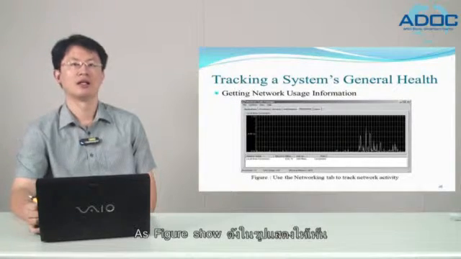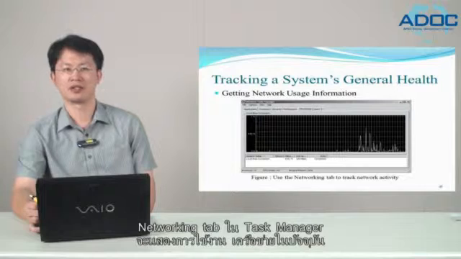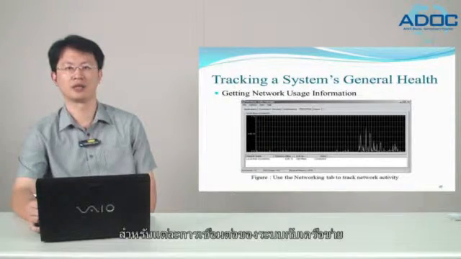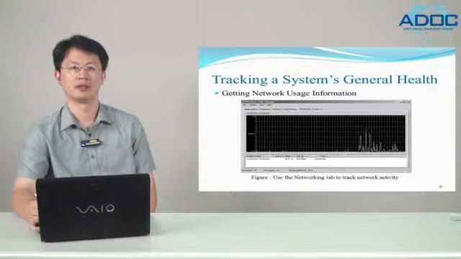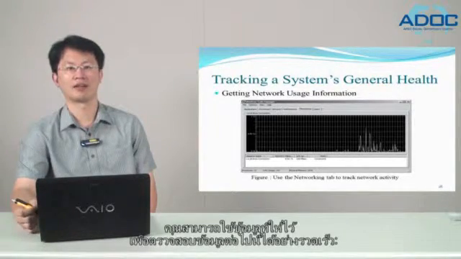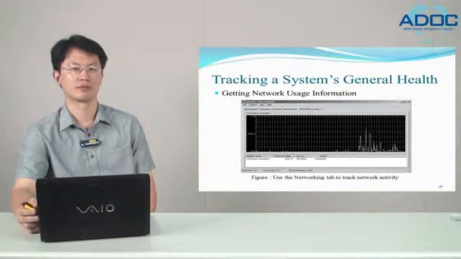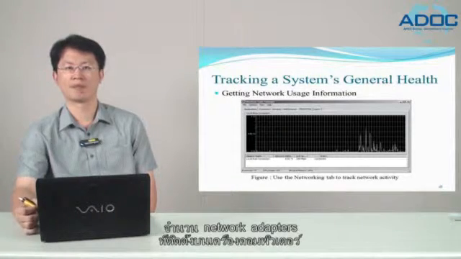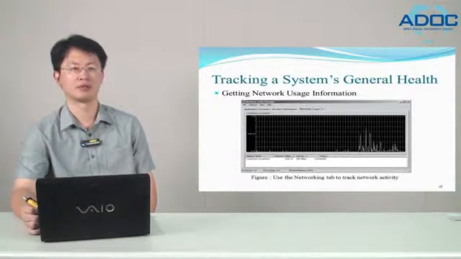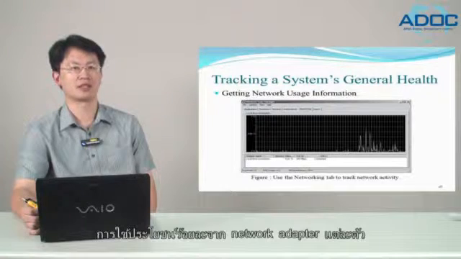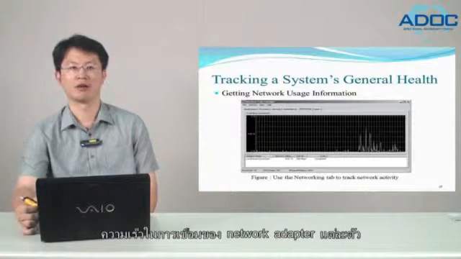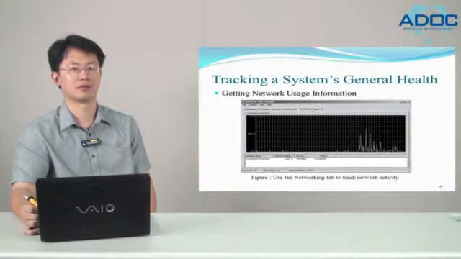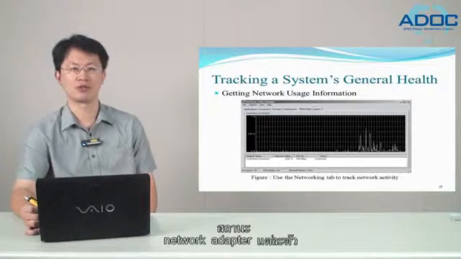As the figure shows, the Networking tab in Task Manager displays current network usage for each of the system's connections to the network. You can use the information provided to determine the following quickly: the number of network adapters installed on the computer, the percentage of utilization for each network adapter, the link speed of each network adapter, and the state of each network adapter.